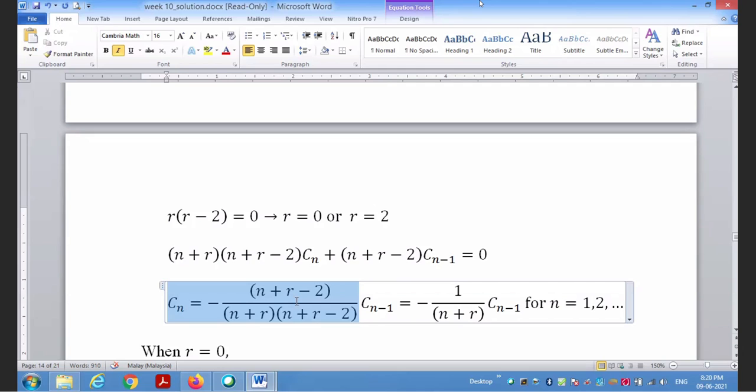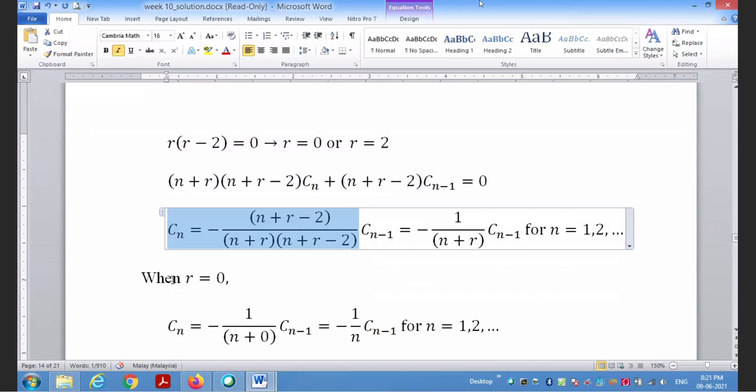When r equal to 0, and then for r equal to 2, you get another expression of Cn. In this case, you will get y1 and y2. You've got two solutions here, right? y1 and y2. So when r equal to 0, you replace r with 0 here. So this will be reduced to what? You replace r with 0.